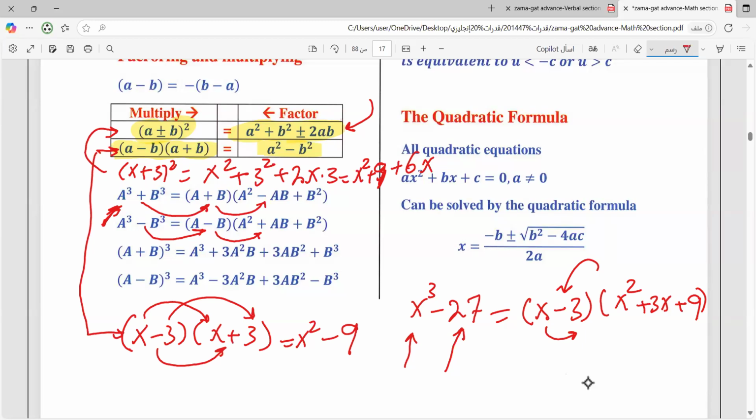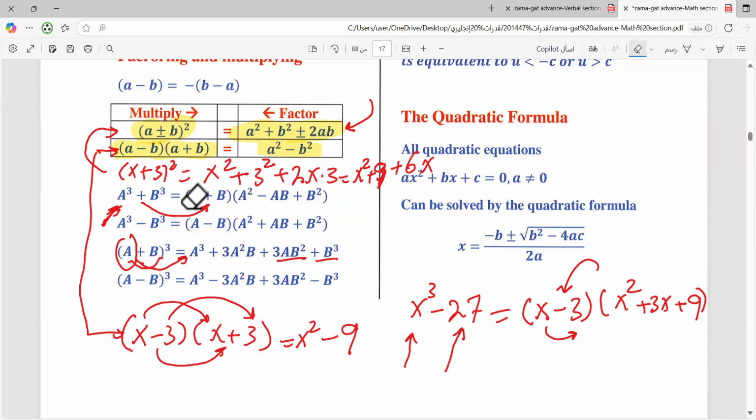Also, if you have a cube, how do you expand it? You cube the first term. Then you square the first term a, times 3b. Then you multiply a times b squared. Then b cubed. We have 10. So, I think it's not needed in the exam because there are not many questions in GAT, but no problem, just to understand. Good.